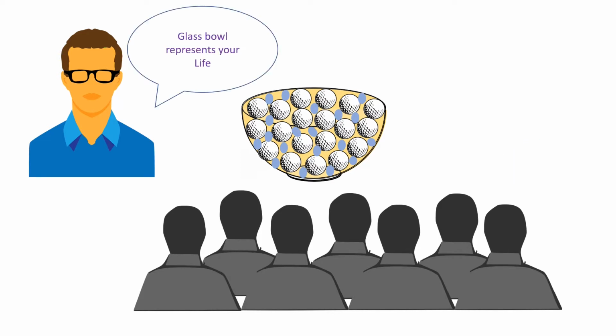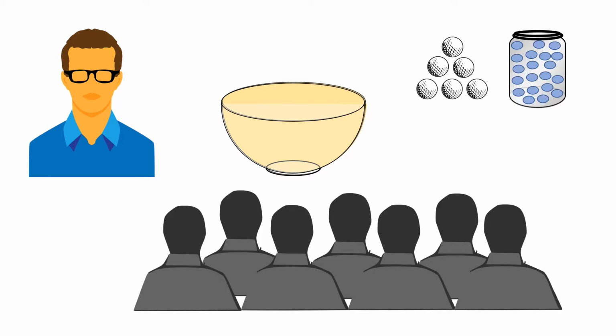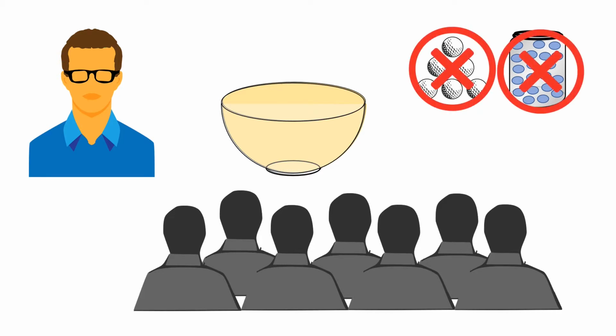On this, the professor said, "This glass bowl represents your life, and the golf balls are your important goals. The small pebbles are your secondary goals, and the sand represents the noise in your life." Now, the professor emptied the glass bowl and refilled it first with the sand. Now the professor asked the students whether he could add the golf balls and the small pebbles to the bowl. The students responded with a no, as the glass bowl had no space left.